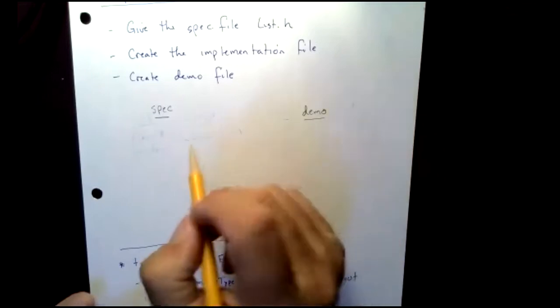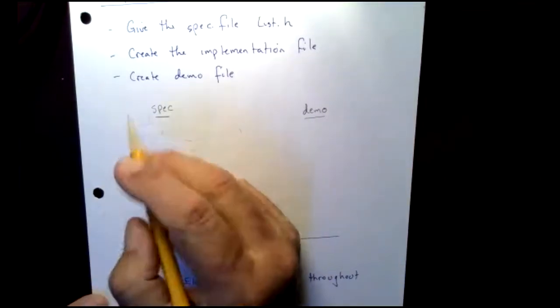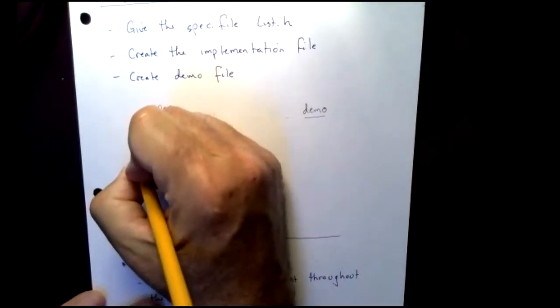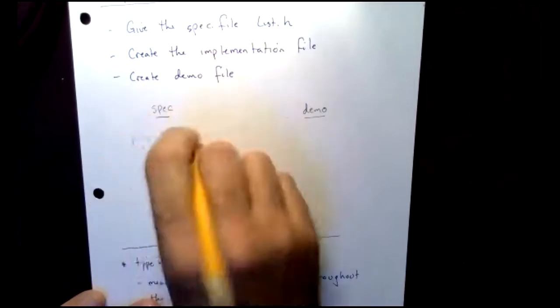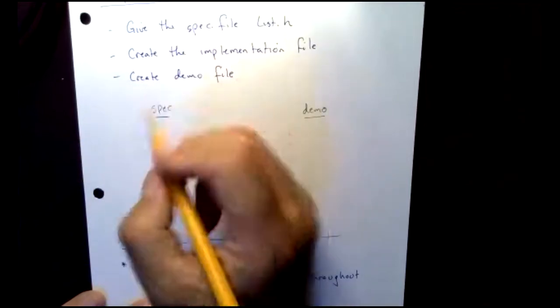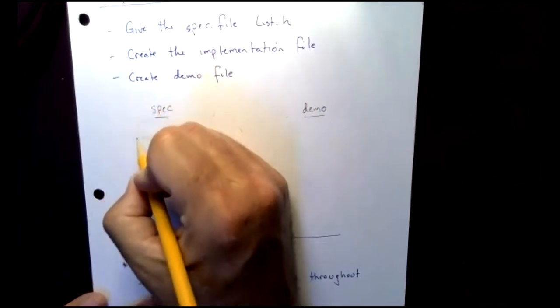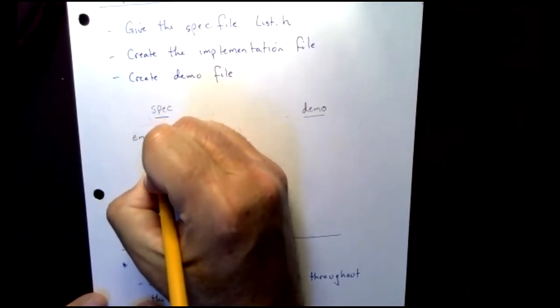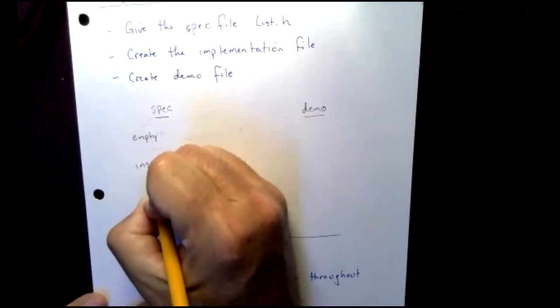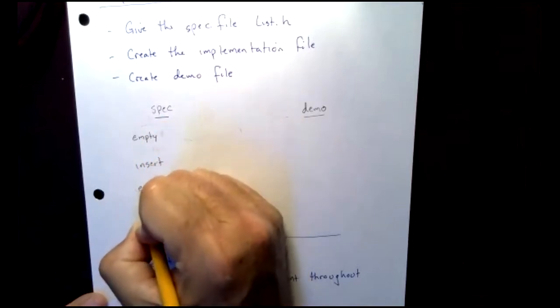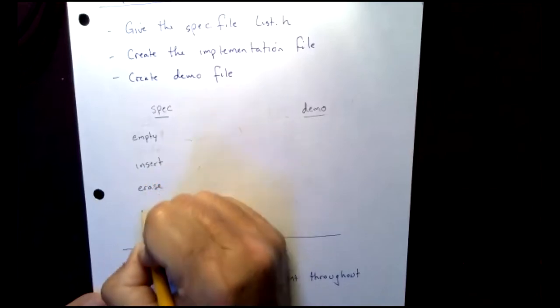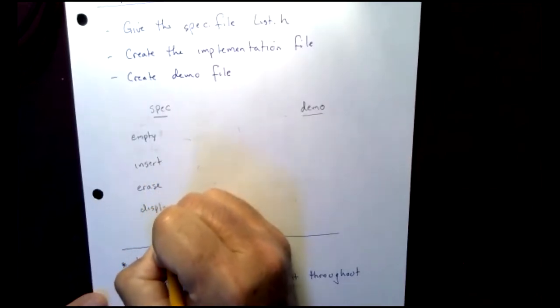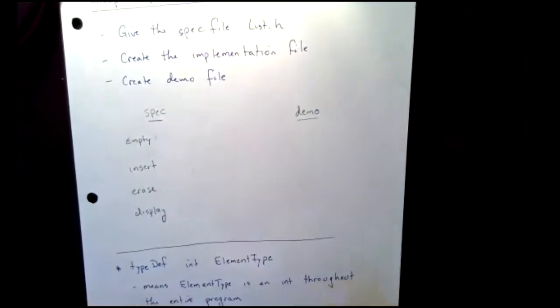Thinking back to list.h, I need somebody to write, what was the first one called? Some functions that were going on there. It was empty, insert, erase, display. Were there any more?